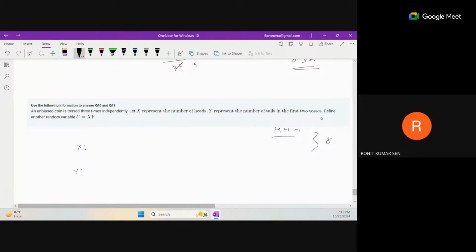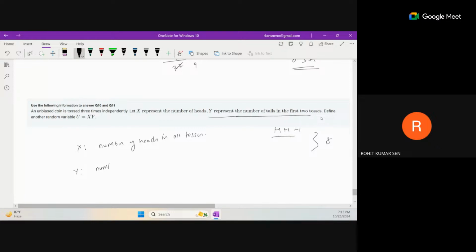The first random variable is X, which represents the number of heads. It is not given in how many tosses, so it means the number of heads in all 3 tosses. How many times are we tossing a coin? 3 times. Okay. In Y it is given the number of tails in the first 2 tosses.